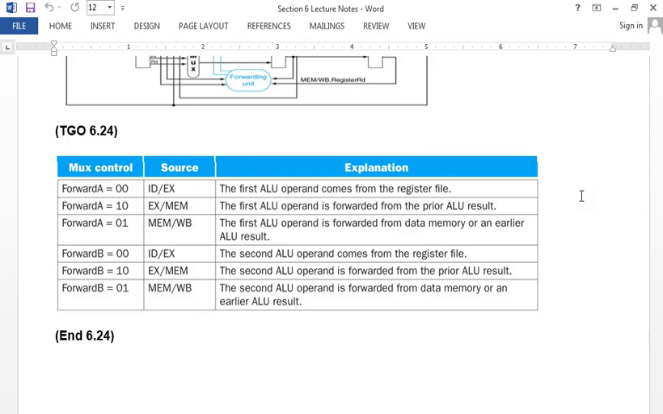So now we've gone past the ALU, and now we're at the buffer between memory and write-back. So the first ALU operand is forwarded from the data memory or an earlier ALU result. So which control signal would compare these two? From the data memory or from an earlier ALU result? Which control signal does that in the data path?